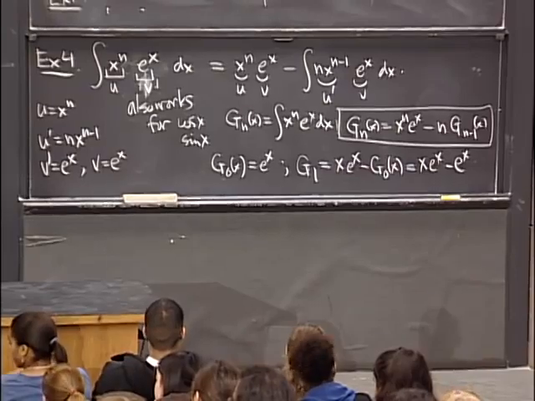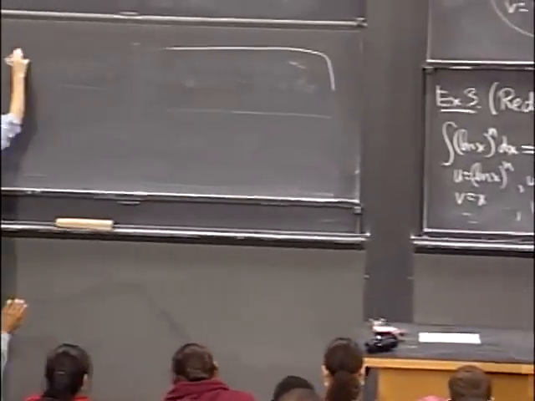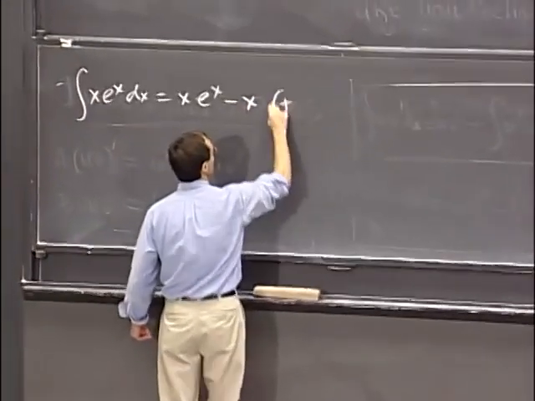Which is that the integral of x e to the x dx is equal to x e to the x minus e to the x plus c.